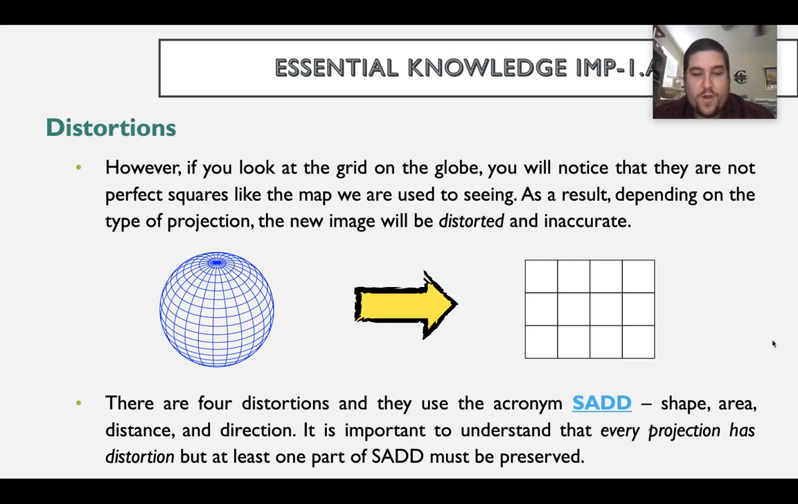So shape, area, distance, and direction. Understand that every projection has distortion, but they all typically maintain one part of SAD the same, or don't distort one of shape, area, distance, or direction, so that the map can be useful for something.